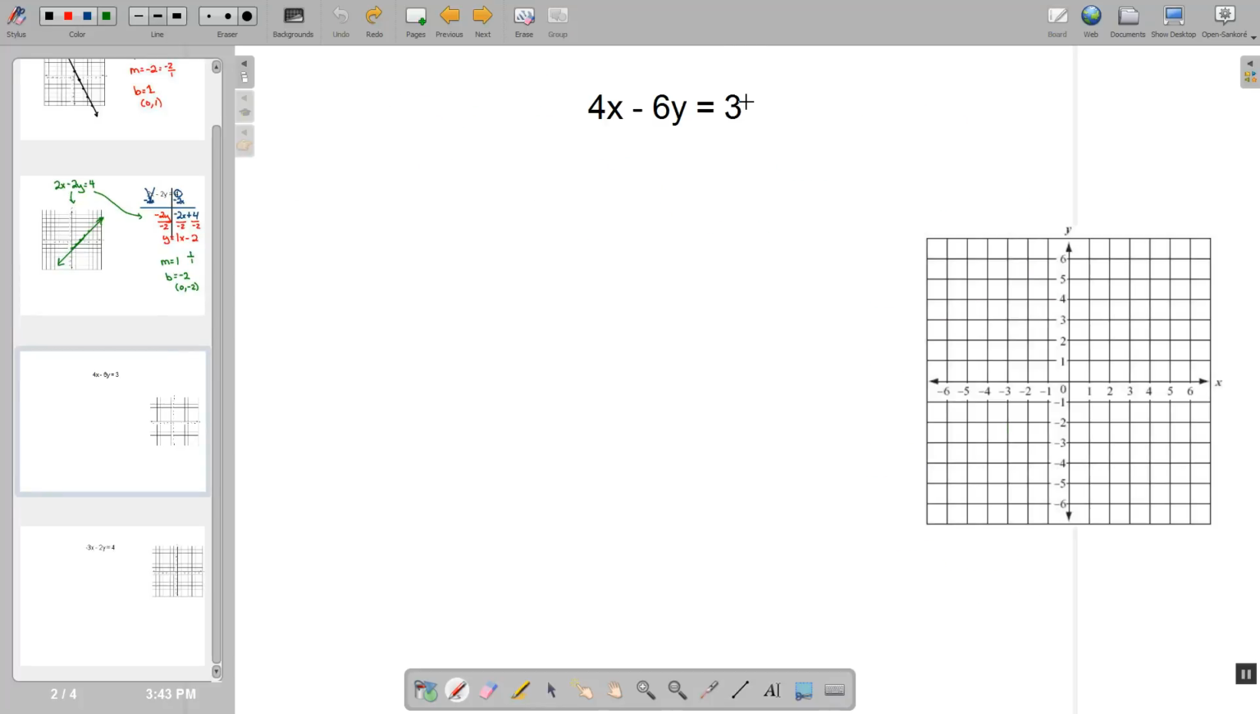For this equation, once again, we do not have it in y equals form. Therefore, we have to solve for y. So just like we did before, we are going to subtract 4x. Whoops, sorry about that.